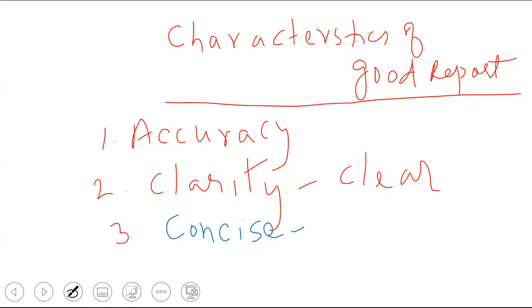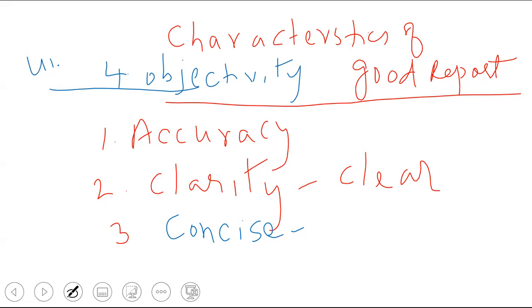Next is what? Objectivity. Be very careful. Objectivity, the English meaning is unbiased. Unbiased. I will tell you the meaning. First you take down: objectivity means you should write only fact and figure, wherever you write. That is objectivity. Write only fact and figure.